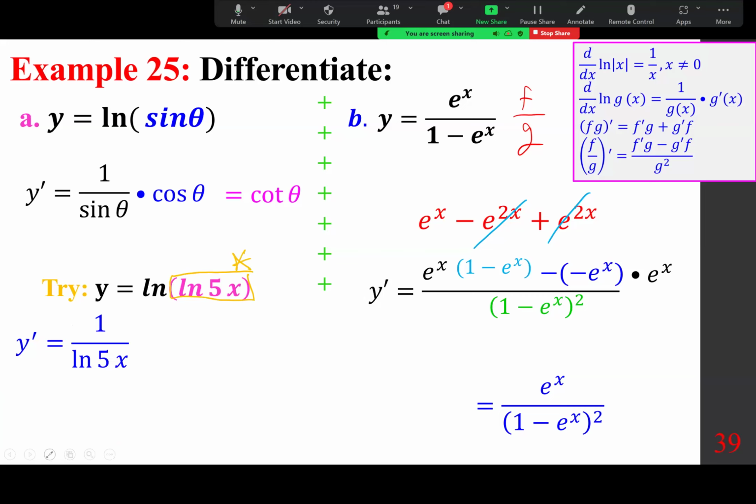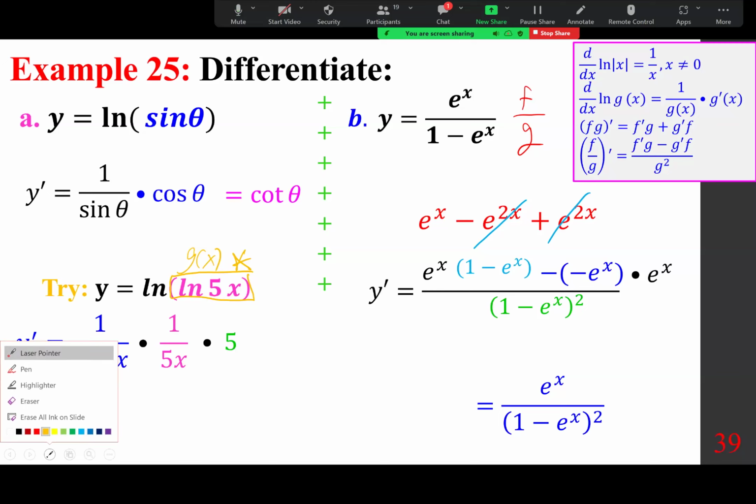So you can, if it helps, just call it g of x. Okay. So 1 over g of x or 1 over ln of 5x. Now we want g prime of x. Now what is the derivative of natural log of 5x? You flip this over. And then times, by the chain rule again, the derivative of 5x, which is 5. So I hope you see that this is the derivative of ln 5x.